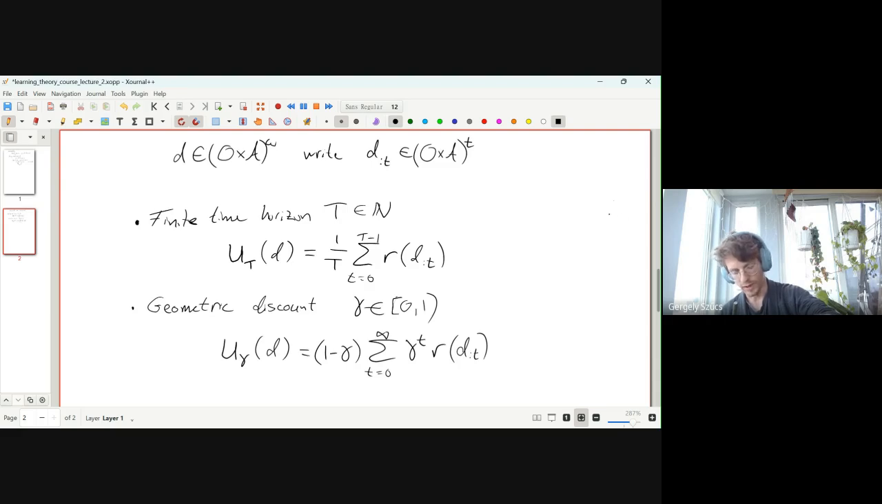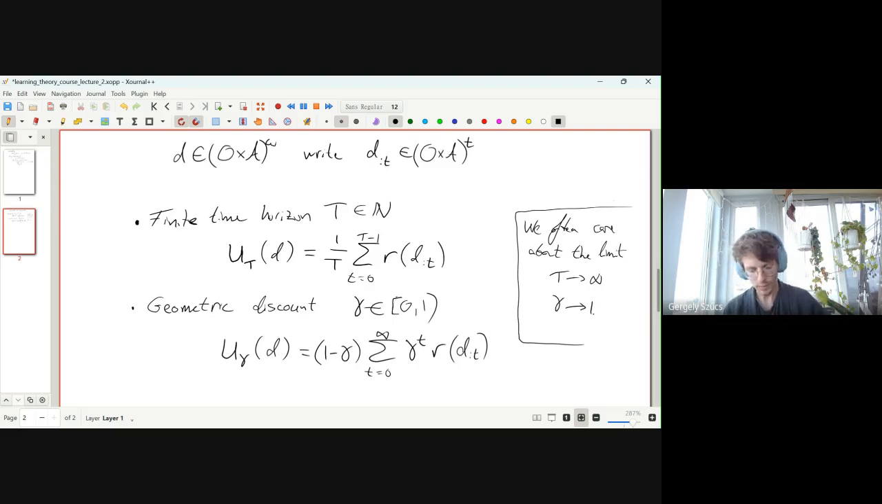I guess as Mateusz was asking, okay, we restrict to a finite time or a certain discount, but we often care about the limits as T goes to infinity, or the analogous thing, as gamma goes to 1. So that's when the discount goes to basically close to no discount.